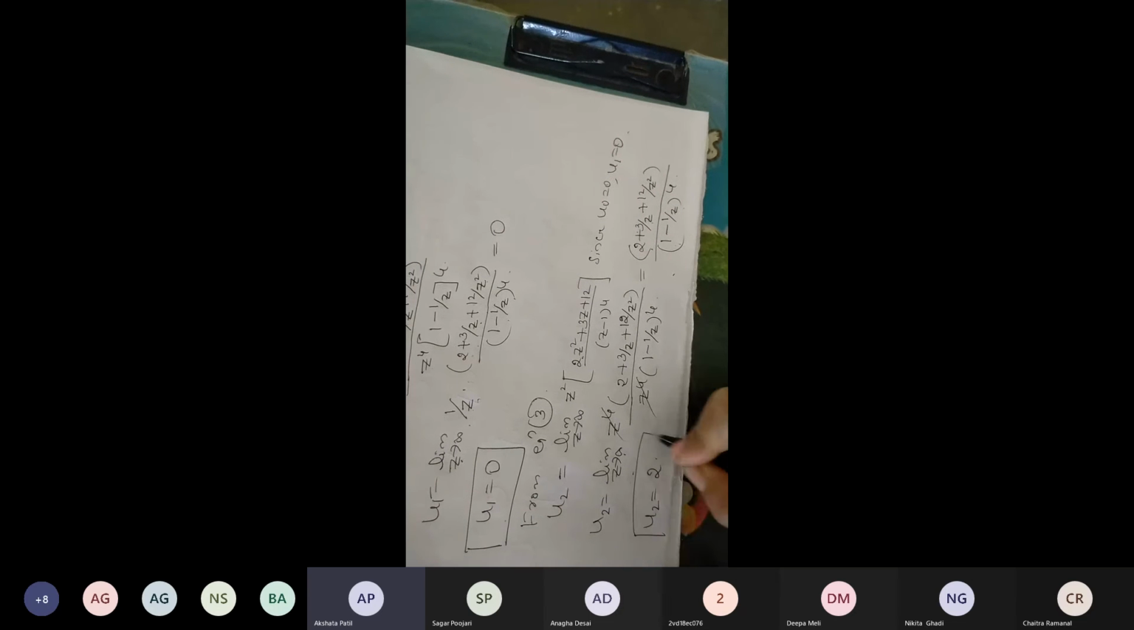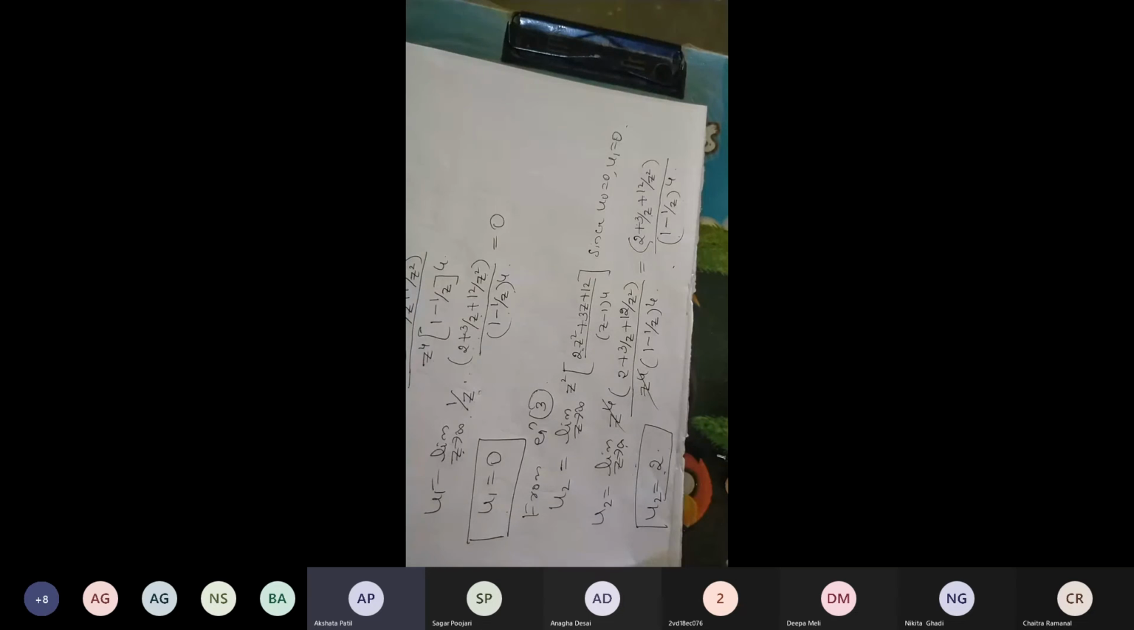Now let us substitute z tends to infinity here. How much are you getting? 3/infinity is 0, 12/infinity is 0, 1/infinity is 0. Only 2 by 1 remains, so the u₂ value you are getting is 2. u₂ is 2. Is it understood?